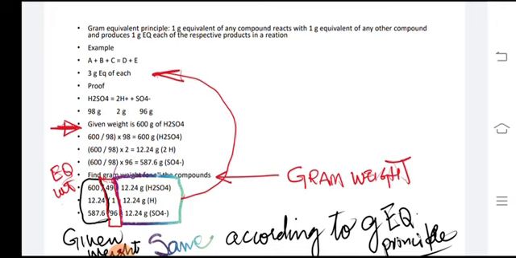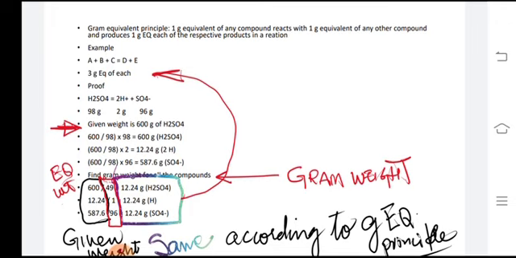Now each is going to have gram equivalents. Let's say 3. If A has 3 gram equivalents, it will react with 3 gram equivalents of B and 3 gram equivalents of C in order to produce 3 gram equivalents of D and 3 gram equivalents of E. So if this is the case, we are going to have a similar production of the end products. The same amount of gram equivalents will be produced.